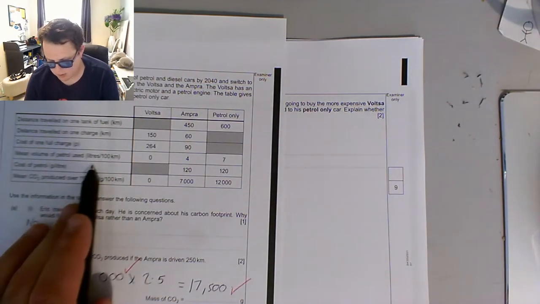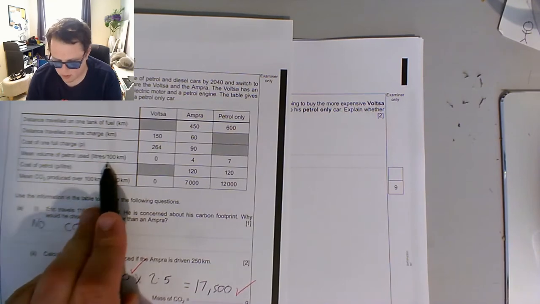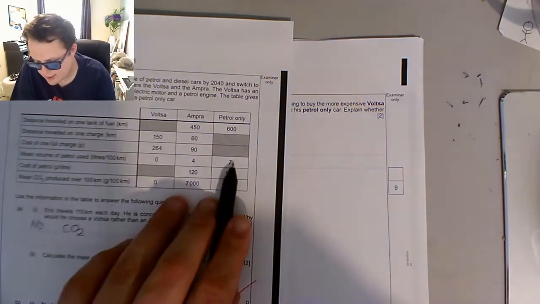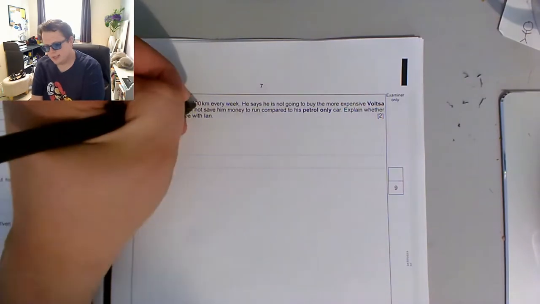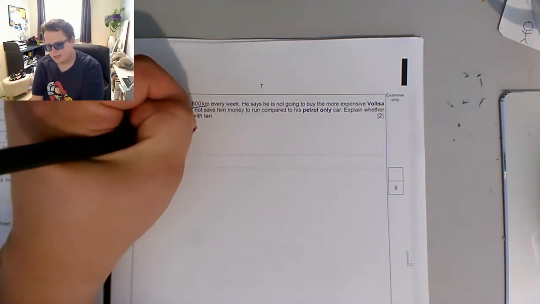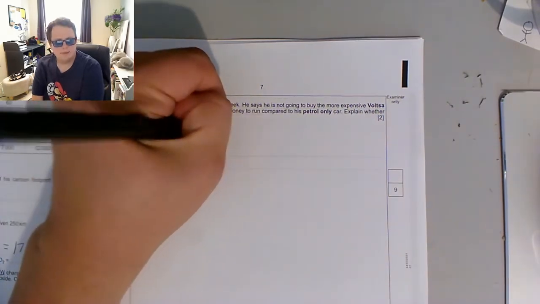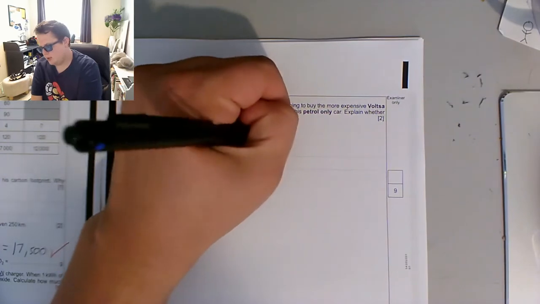The volume of petrol used, let's have a look. The volume of petrol used in litres per 100 kilometers is 7. So each 100 kilometers you drive, it uses 7 litres of fuel. So in 600 kilometers, we're going to do 6 times 7, which is 42 litres used.